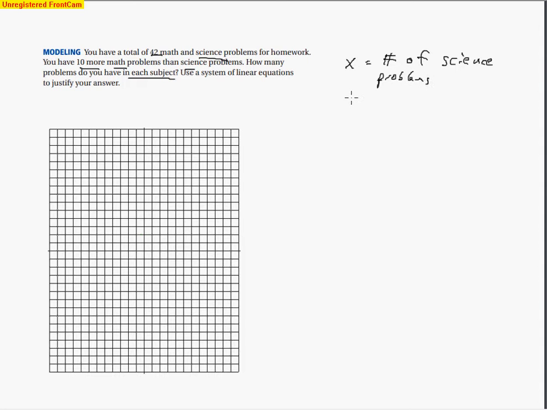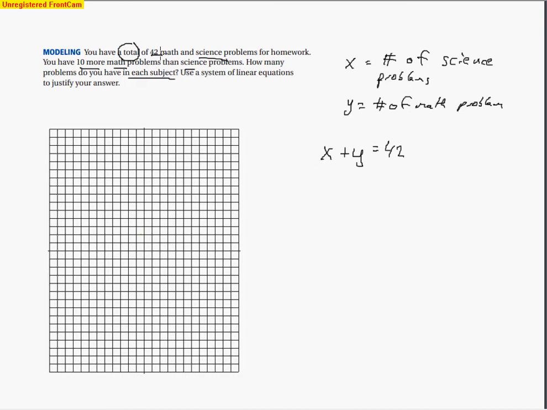And I'm going to call y equals the number of math problems. The next thing I'm going to do is try to write an equation to match this. It says I have a total of 42 problems. That means the number of science problems plus the number of math problems equals 42.